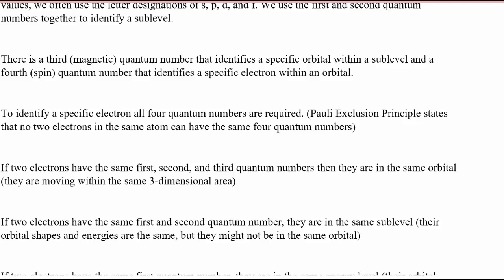Okay, so now the next couple of statements are just me going back over this quantum number concept to help you firm this up in your mind. If I have 2 electrons and they have the same first, second, and third quantum numbers, that means they are in the same orbital. They are moving in the same 3-dimensional area.